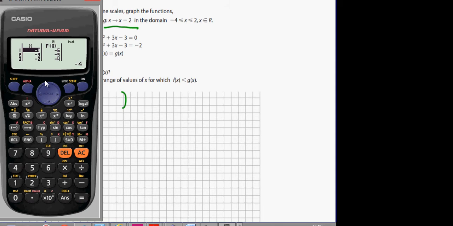Do you want me to do it again on the calculator? You write in f of x equals x minus 2. Your start is minus 4. Your end is 2. Your step is going up in ones. These are my points. How many people have the points on their calculator now?